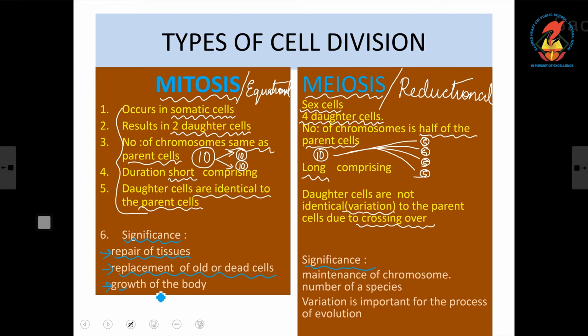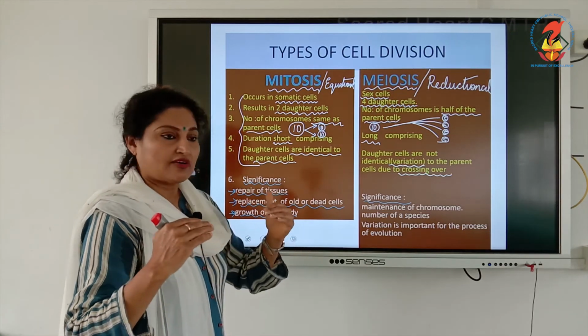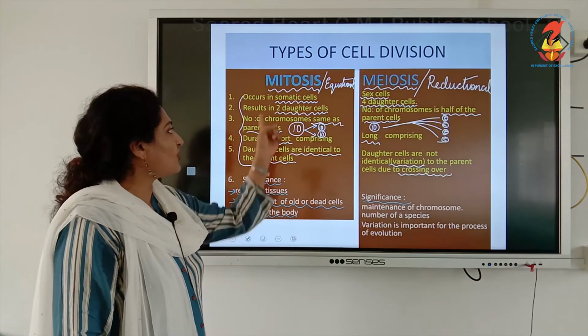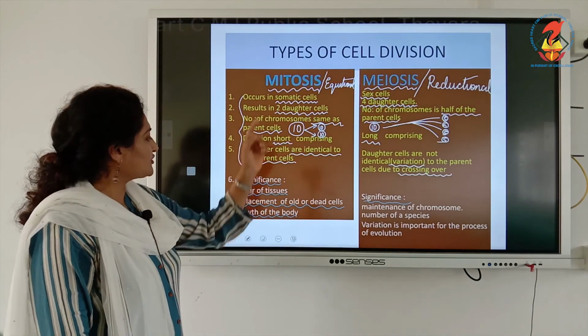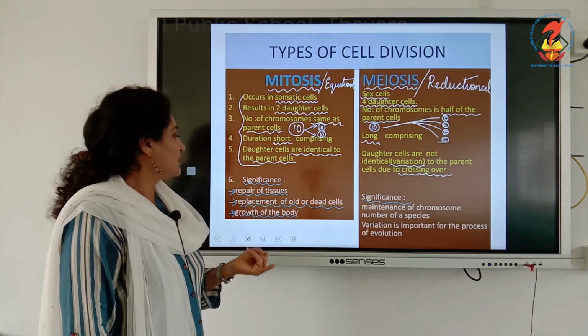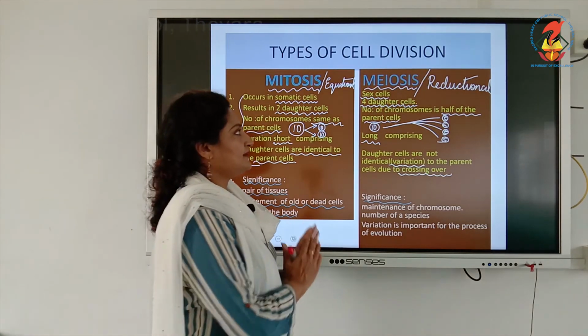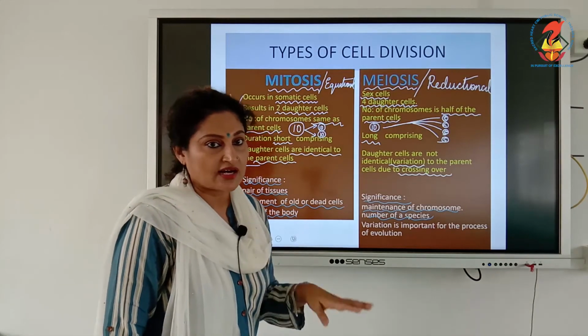Then growth of the body: our bones grow, skin grows, muscles grow. So as we age from year to year, our body grows. So these tissues also have to grow. They grow by the cell division called mitosis. So once again, the 3 significances of mitosis: repair of tissues, replacement of old or dead cells, and lastly growth of the body. Next, moving on to meiosis. The significance of meiosis: it maintains the chromosome number of a species. See, the chromosome number of human beings is 46.